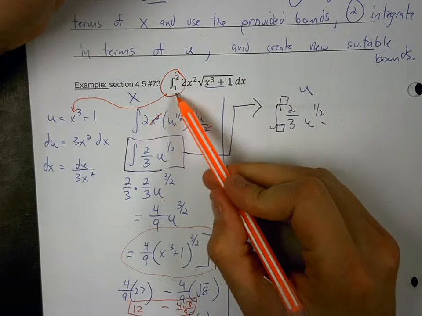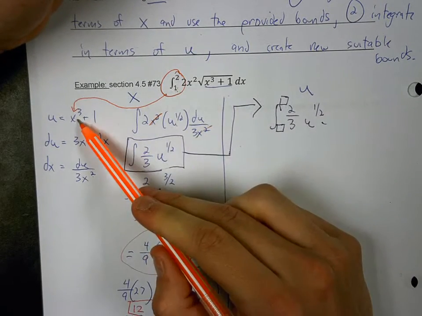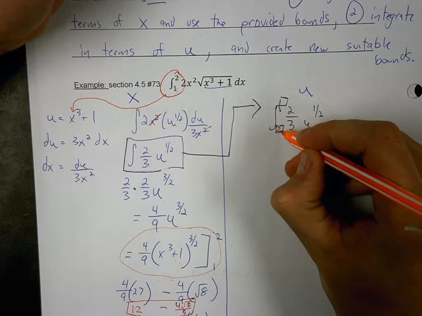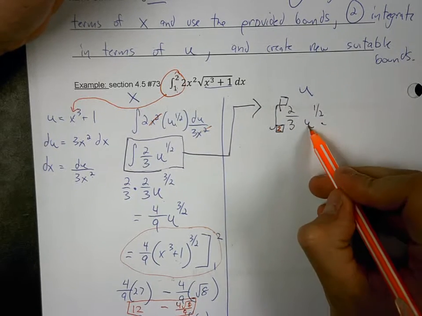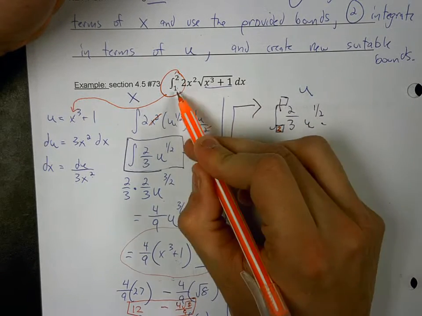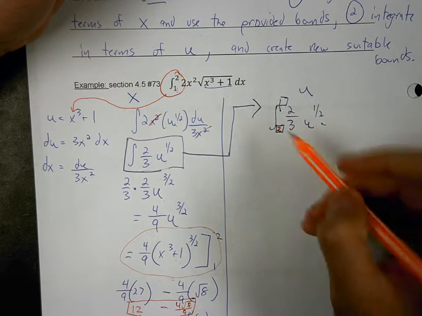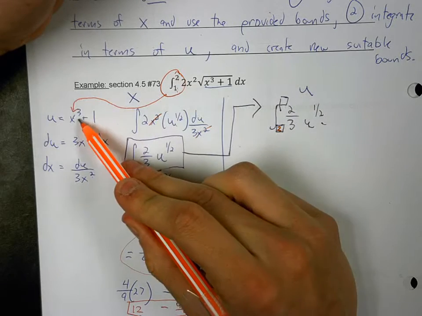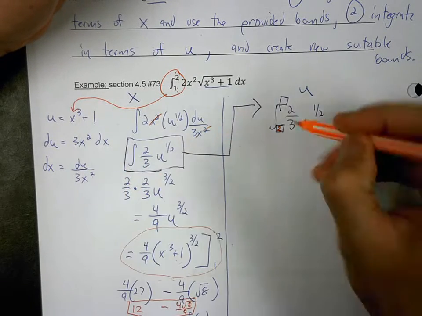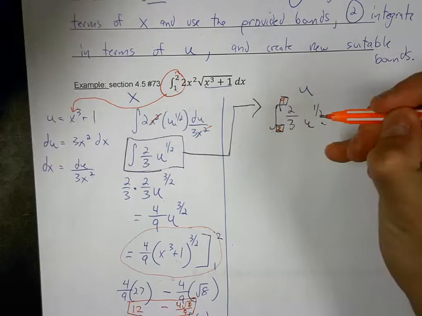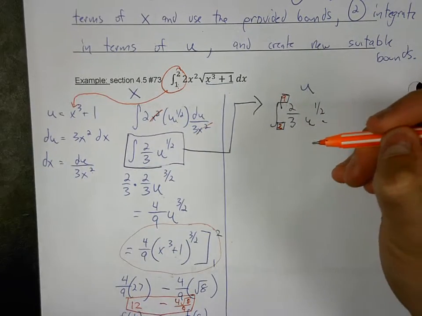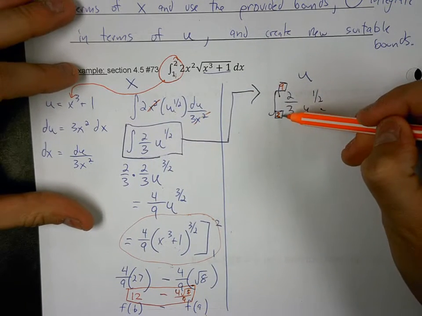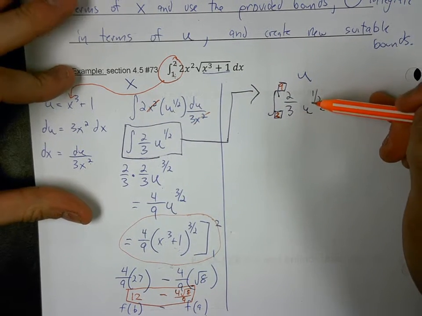Okay? So if I plug this 1 into this equation, 1 cubed is 1 plus 1 is 2, that means that my new lower bound is 2, because in terms of u it needs to be a 2, in terms of x's it needs to be a 1. You with me? So I need to take this upper boundary, which is a 2, and plug it in as well. 2 cubed is 8 plus 1 is 9. So my new upper boundary is 9. If you do this correctly, using 1 to 2 with x's is going to give you the same answer as using 2 to 9 with u's. Okay? It's just how it works.